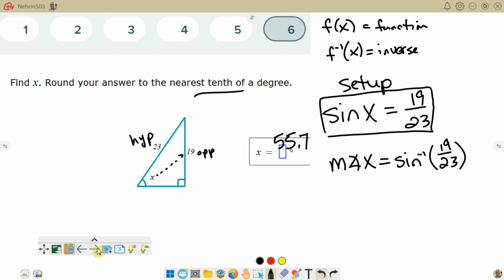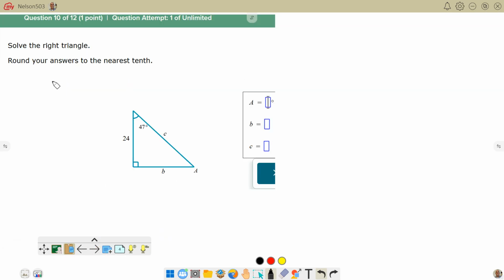Let's see. I think I got one more to do with you. Yes. Okay, so I just wanted to point out on this one that when it says solve the right triangle, it wants every missing part over here. So we've said that to find the other acute angle right down here, you go 90 minus the one you know.